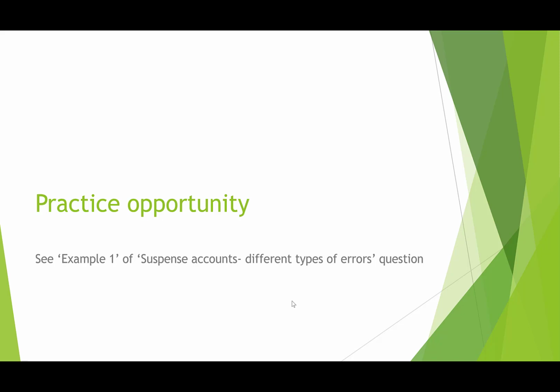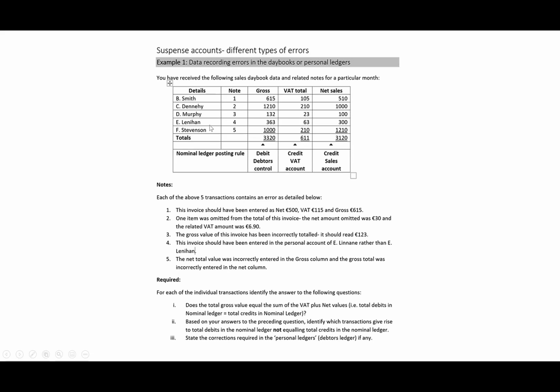Now we'll have a look at an example to see the type of scenario. This is a question that was handed out as part of the suspense account package, but I haven't recreated it on the next screen. So example 1. This is daybook data for a particular month, and in each transaction there is a note about the transaction. So you've got the notes here. Each transaction has an error.